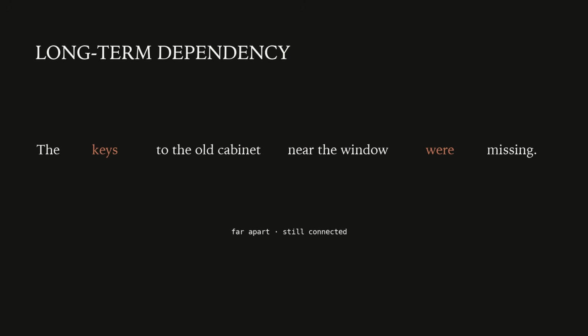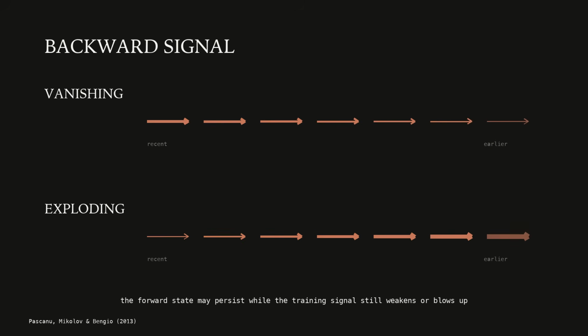First, RNNs struggled with long-term dependencies. That simply means connections between words that are far apart. Second, training could become unstable. The gradients used for learning could fade away or grow too large. These are called vanishing and exploding gradients. Either way, learning from distant words became difficult.